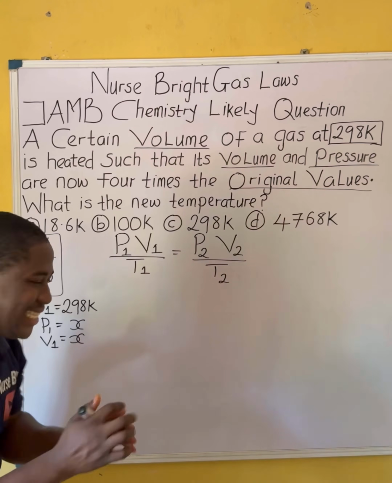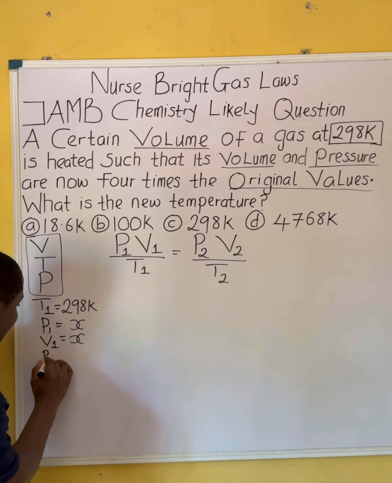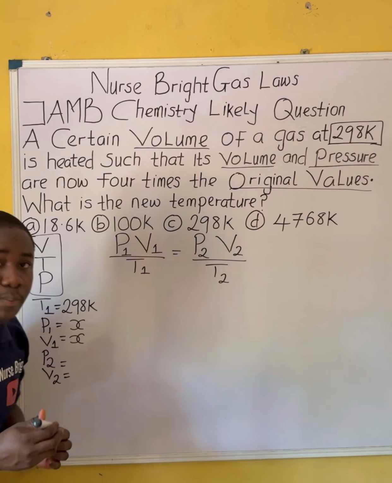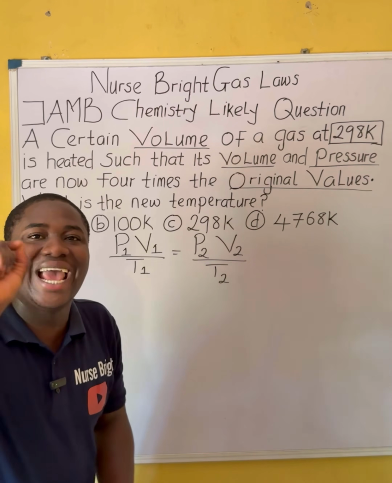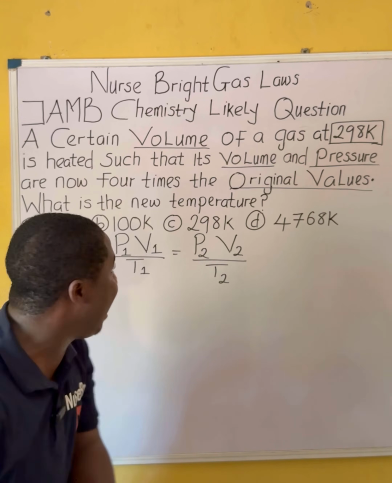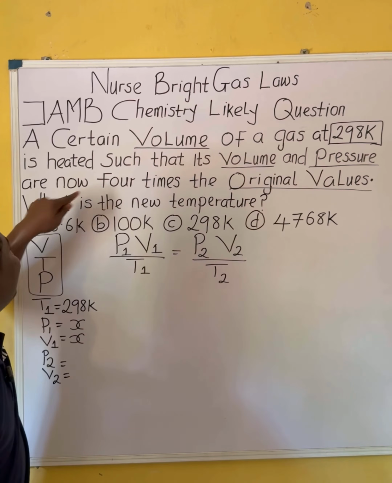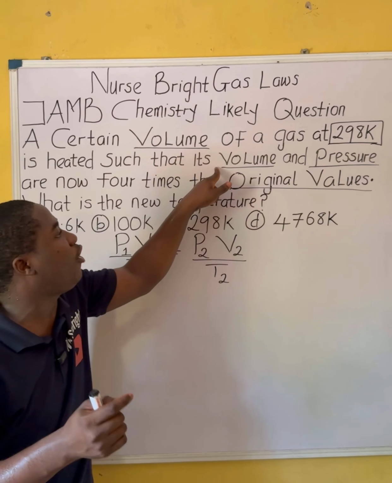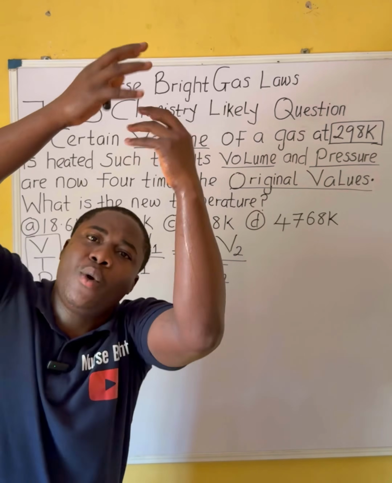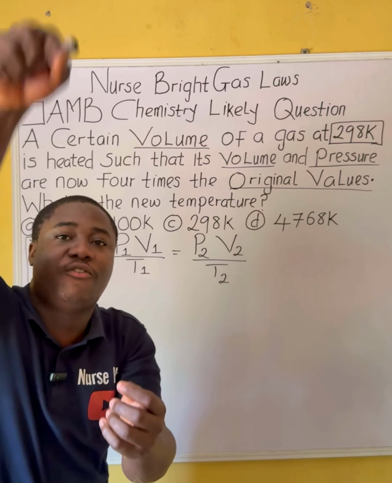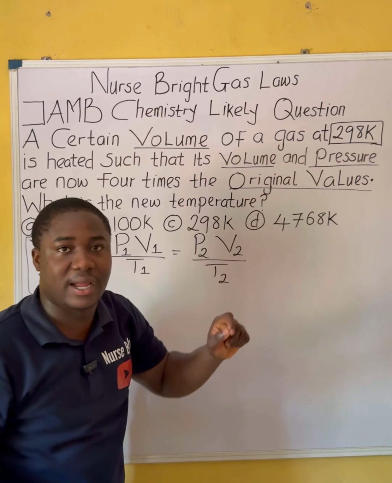Let us make it X, whereby what becomes the P2 and V2, all right? What becomes the P2 and V2? Guys, pay attention. They told us what these are, because they said that such that its volume and pressure are now 4 times the original. So what volume and pressure are they talking about? It will definitely be its final volume and pressure. It is the final volume and pressure they are talking about here.